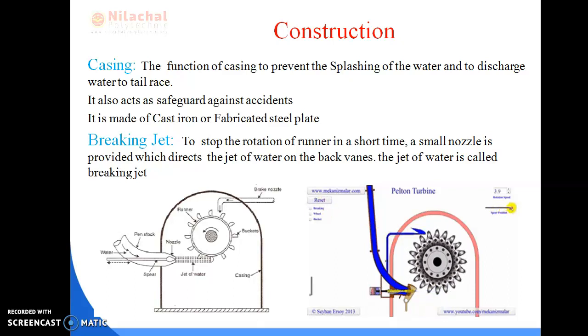during this time, what happens? There is wear and tear of the bearing parts. For that reason, we have to stop the motion of the running blades or runner, so we have to apply a force in opposition to the motion of the runner. This is the braking jet, or the jet of water.